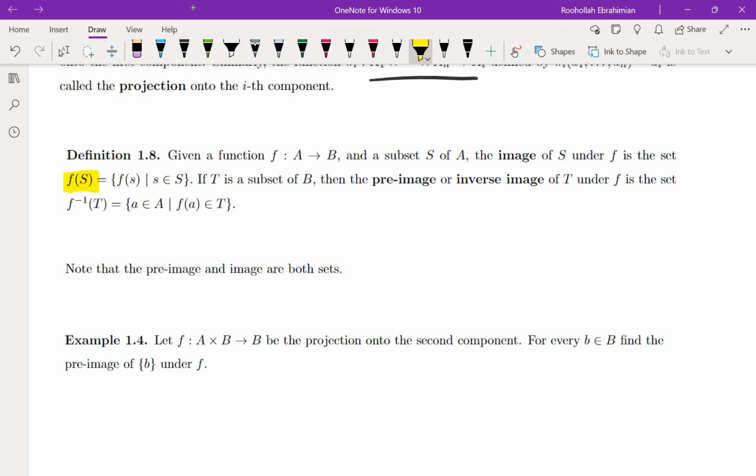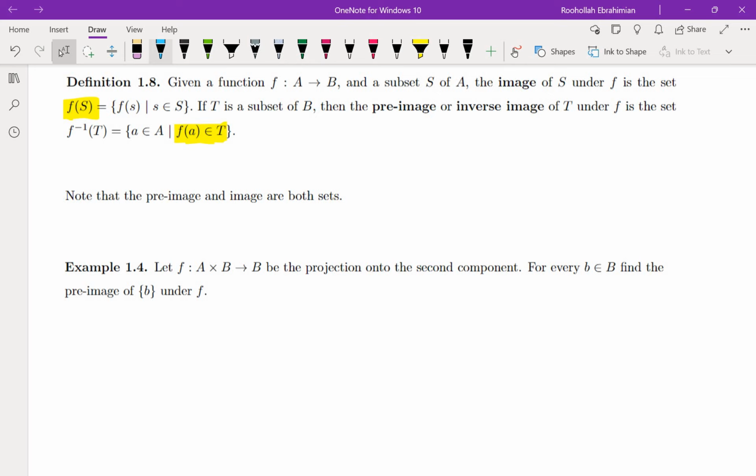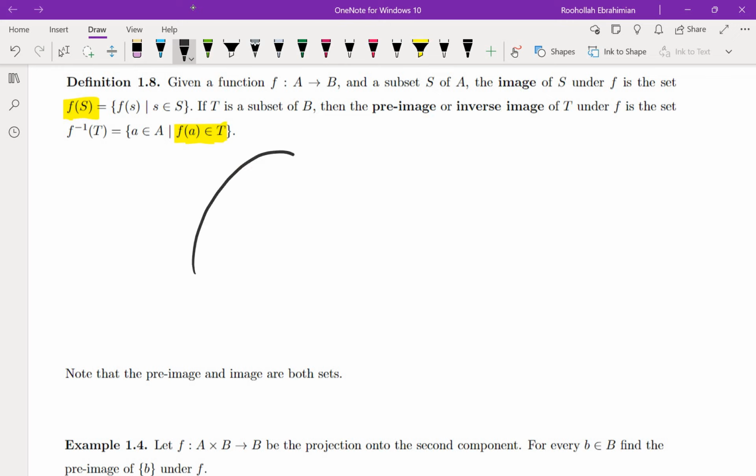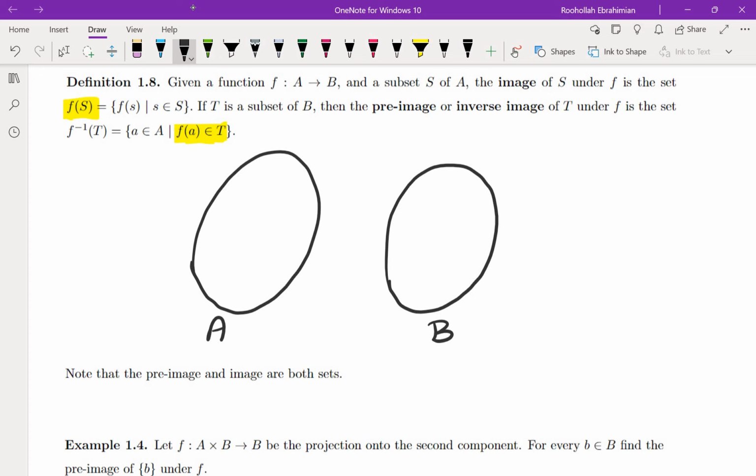The preimage of a subset of B is all of the elements that when you take their image, they go inside T. So let me illustrate that in a diagram. Let's say this is A and this is B. I take a subset here called S. I take F and I apply F to every single element in here. So if I take an element s here, I get F of s. If I look at all of these elements, that would give me F of capital S.